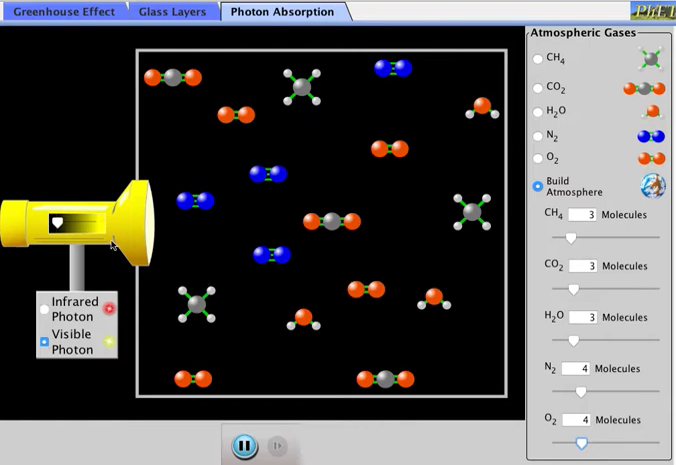Let's take a look and see what happens when energy in the light, the visible light spectrum, the ROY G. BIV spectrum coming from the sun, is blasted at these molecules.